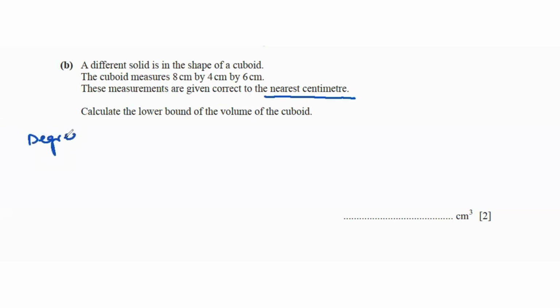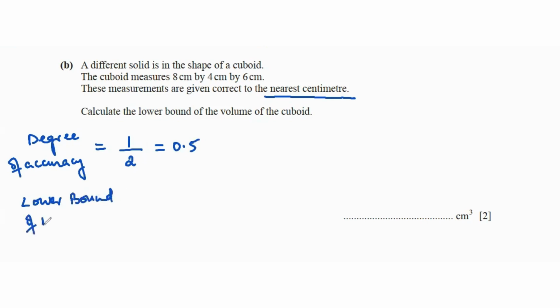So let's find the degree of accuracy first. To find the degree of accuracy, we divide whatever the measurements are nearest to by 2. So since it's nearest to centimeter, 1 divided by 2 is going to be 0.5. Now the lower bound of the measurements is going to be 8 minus 0.5, then 4 minus 0.5, and lastly, 6 minus 0.5.